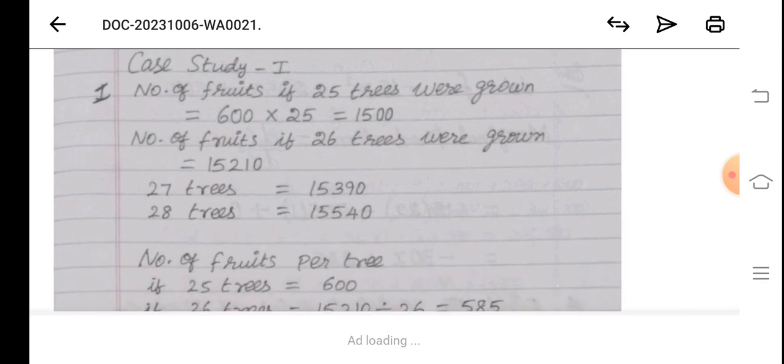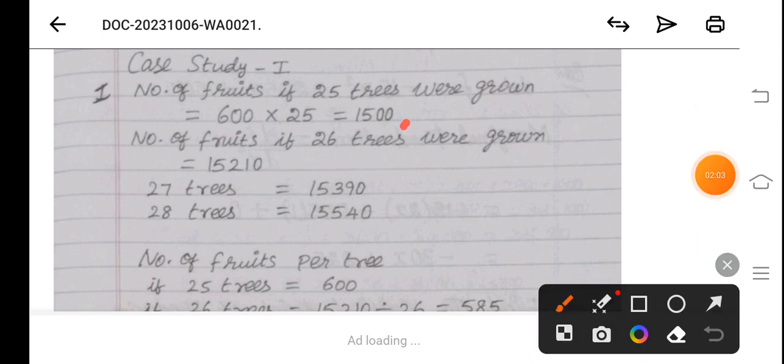Now, number of fruits if 25 trees were grown. We already did it: 600 into 25 is 15,000. Actually it is not 1500, it's 15,000, a 0 will be added. Number of fruits if 26 trees, they themselves said 15,210. So that is 15,000, and 26 trees 15,210, 27 trees 15,390 and 28 trees 15,540. These are what they have given.